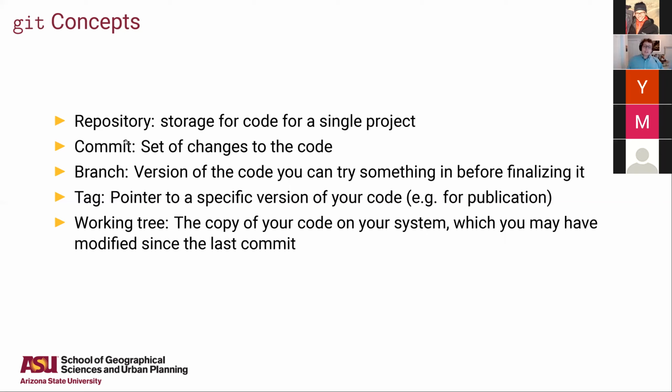And then the working tree is the copy of your code that's on your local computer, which you may have modified since the last commit. So the repository is only containing the changes you've committed. When you modify the code, that's just the files on your computer, and that can be ahead of where your repository is until you commit those changes.